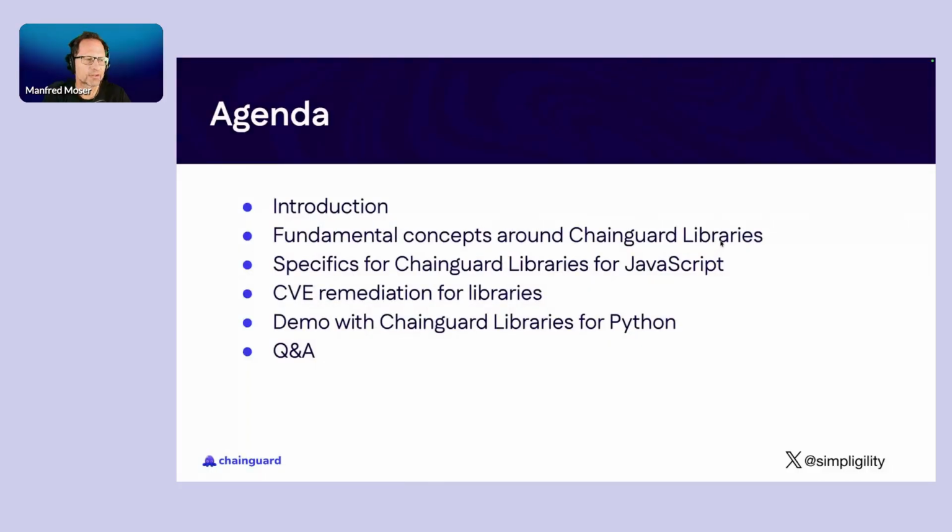First, I'm going to give a bit of an introduction. We'll talk about the fundamental concepts around Chainguard Libraries, and then we'll dive into the specifics. As you know, Chainguard Libraries for JavaScript is pretty new. It's a closed beta, and I'll show you that in a demo and where we're at. And then we'll do a bit of CVE remediation on libraries. I'll tell you what that even means. And then I'll do a demo on that for a Python project that I have set up for you as well.